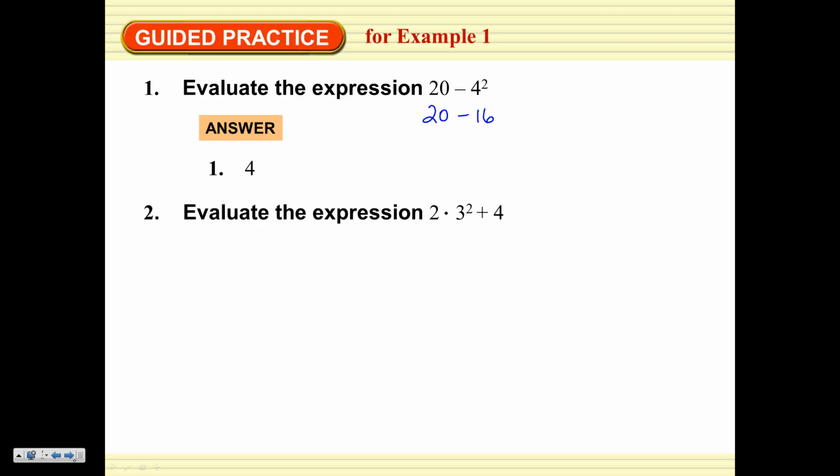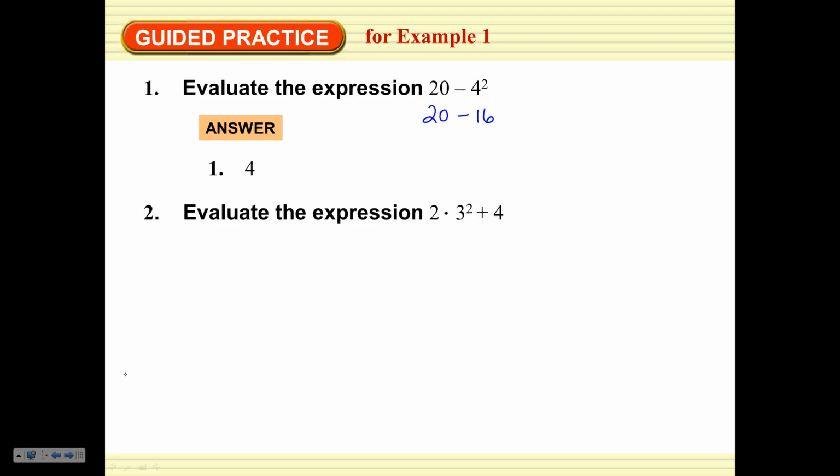Okay. Problem 2. Evaluate the expression 2 times 3 squared plus 4. Notice instead of an x, we've used our dot, our multiplication dot. When you have numbers, you will see a dot. When you have variables, you will not see the dot or the x. You will just see them be written right next to each other without a symbol. But we've used a dot for this one.